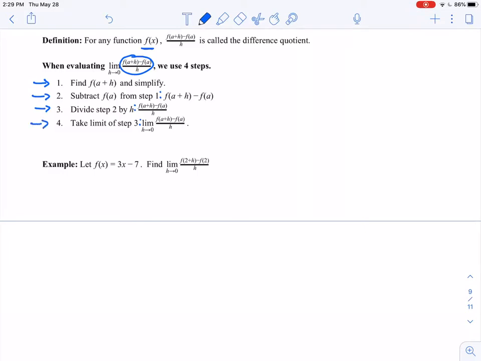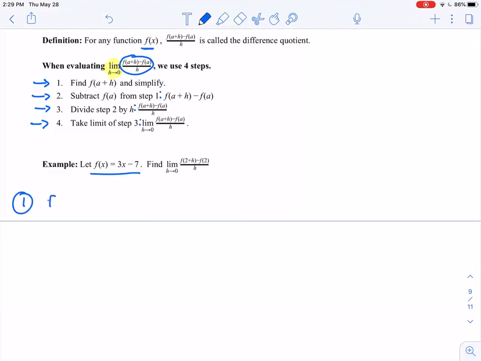Lastly, step 4 here, we just need to take the limit of step 3. So at that point, we've got the difference quotient. The only new thing that we're adding in is this limit statement right here. So let's look at an example. Here I've got a simple linear function. f of x is 3x minus 7. I would like to find the limit as h approaches 0 of f of 2 plus h minus f of 2 divided by h. So let's just hop right in.